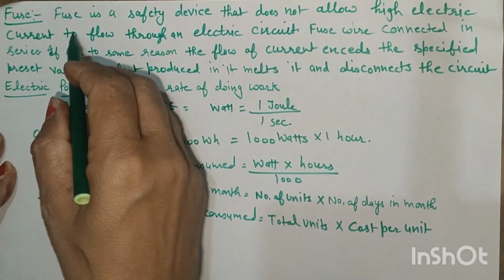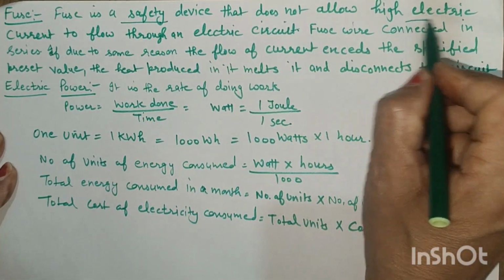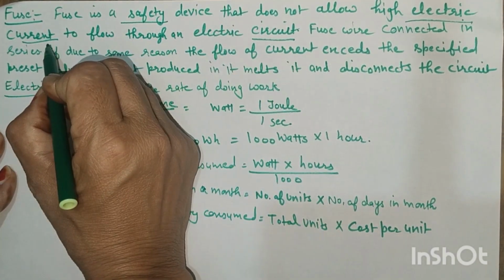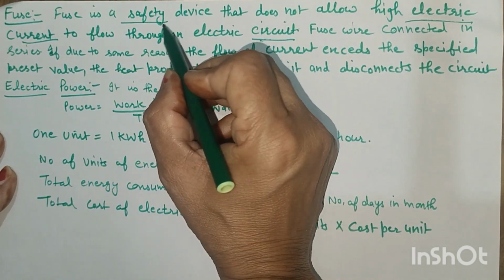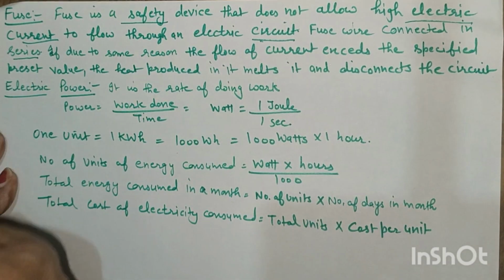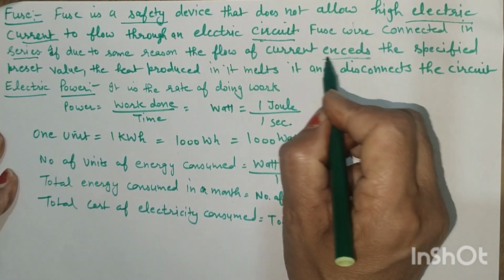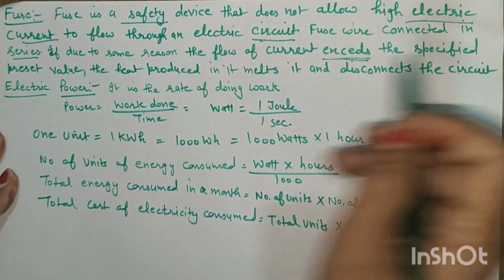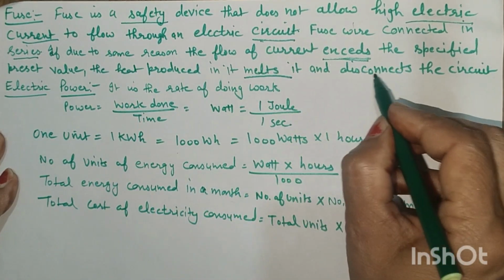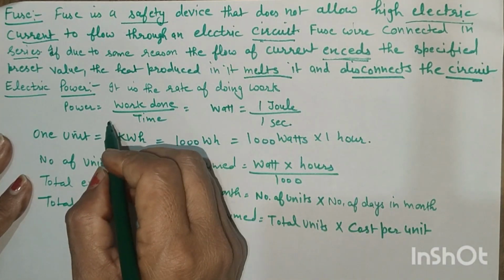Now what is a fuse? A fuse is a safety device that does not allow high electric current to flow through an electric circuit. That's why it acts as a safety device. A fuse wire is always connected in series. If for any reason the amount of current exceeds the specified preset value, the heat produced melts the fuse and disconnects the circuit, and protects the house from fire or any other danger.